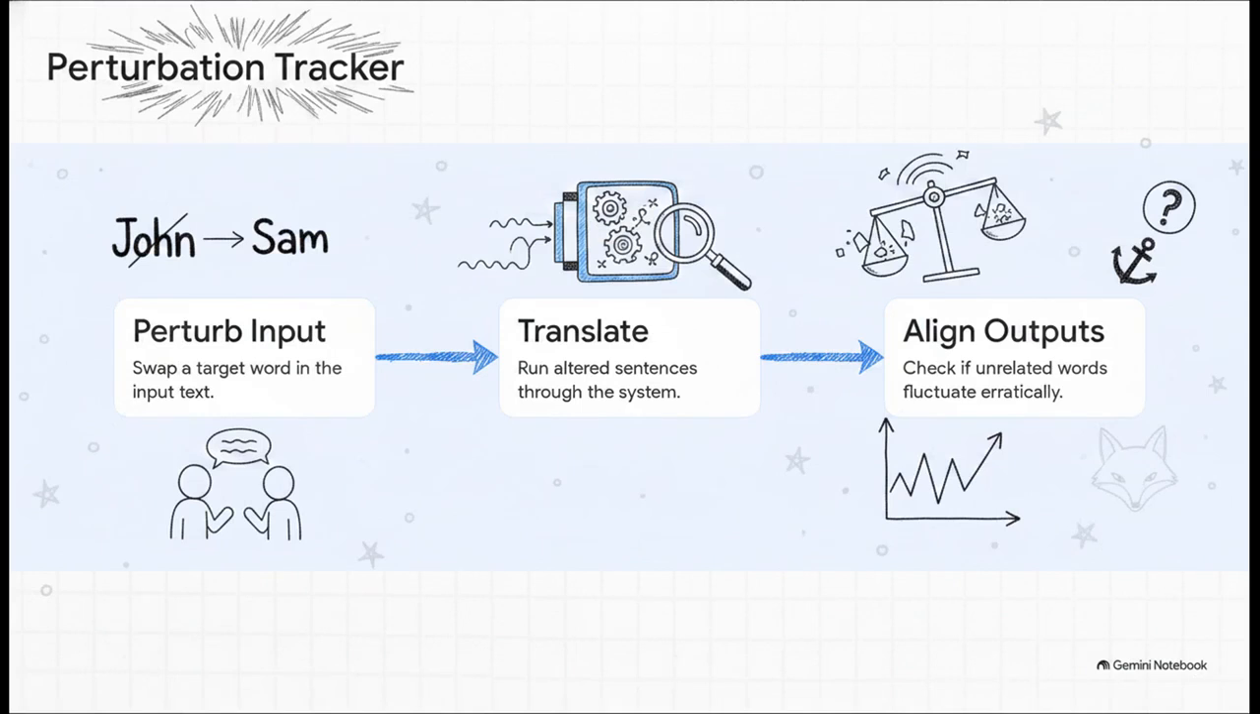Enter perturbation-based tracking. In step 1, we slightly perturb the input, like changing the name John to Sam. Step 2, we translate those altered sentences. And step 3, we align the translations to check if unrelated words erratically fluctuate. We can literally catch an AI in a lie if a completely unrelated translated word suddenly destabilizes and shifts just because of that one tiny input change.